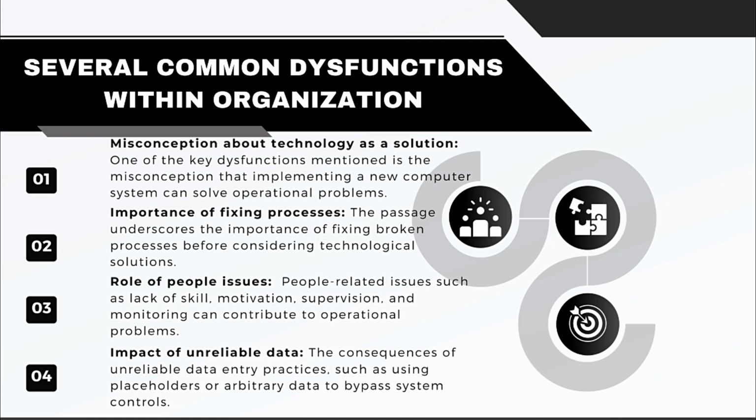And lastly, impact of unreliable data. The passage also highlights the consequences of unreliable data entry practices, such as using placeholders or arbitrary data to bypass system controls. Such practices can compromise the integrity of information used for decision making and reporting, leading to inaccurate insights and potentially harmful outcomes for the organization. This further emphasizes the interconnectedness of processes, people, and technology within organizations and the importance of addressing underlying issues comprehensively to achieve sustainable improvement and success.